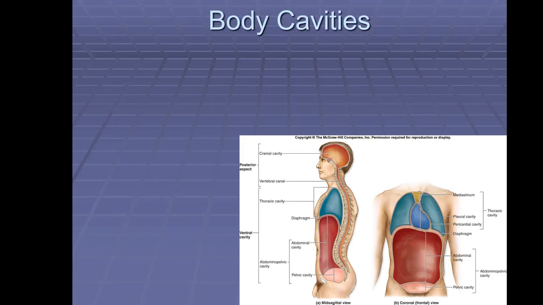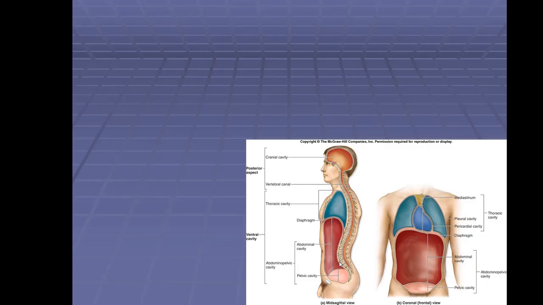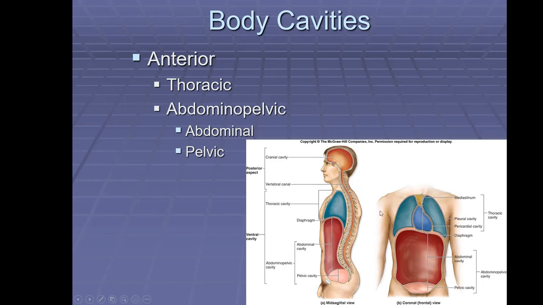So moving on to body cavities, just a brief introduction. There's two major body cavities, posterior and anterior. So the posterior is pretty easy. It consists of the cranial cavity, which holds the brain, and then the vertebral cavity, which surrounds the spinal cord. So that's the posterior. The anterior, a little more complex, but not so much.